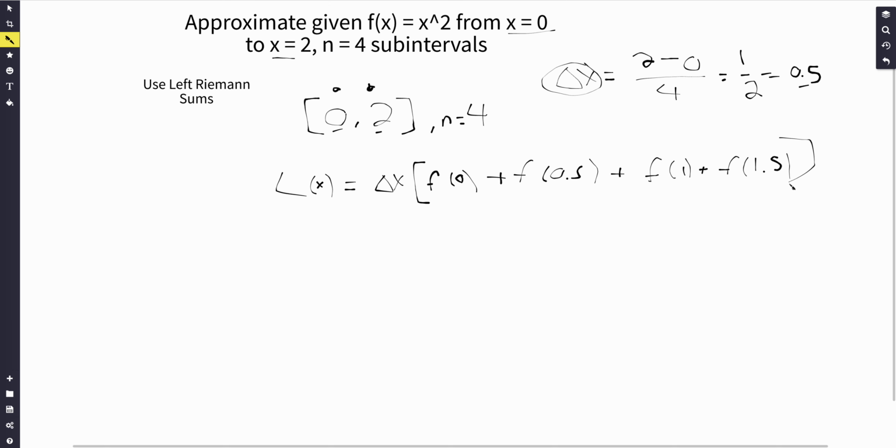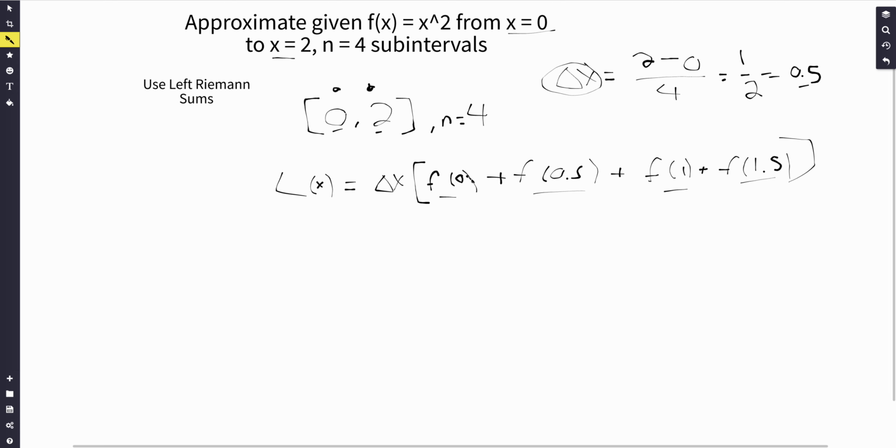That's because it's a left Riemann sum. We know left Riemann sums are going to be under approximations, and this one only has 4 subintervals. So this is 1 subinterval, 2 subintervals, 3 subintervals, and 4 subintervals. And for left Riemann sums, again, we take the leftmost value. In this case, it was 0, and we ignore the rightmost, which was 2.